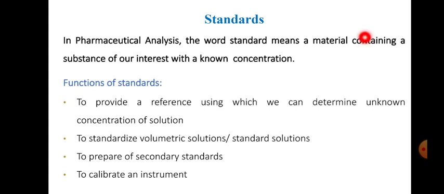We need the primary or secondary standard to provide a reference using which we can determine the unknown concentration. So we have to perform the standardization, we have to perform the titrations, for which we can use some reference, some standard. By using that standard we can compare the concentration, we can determine the concentration of the unknown solution. Then the second function is to standardize the volumetric solutions or to prepare the standard solution.